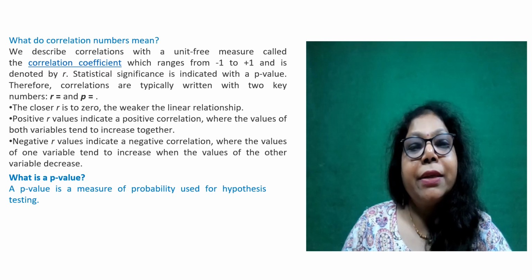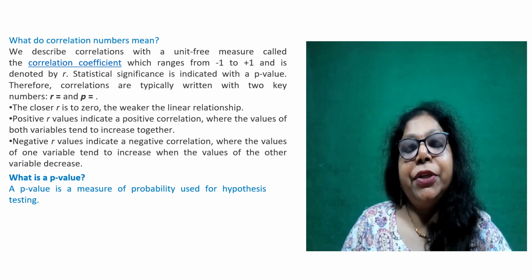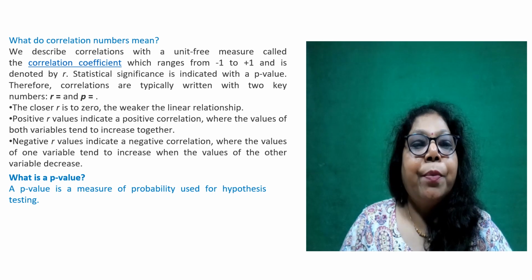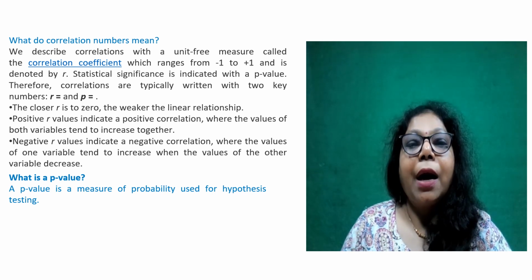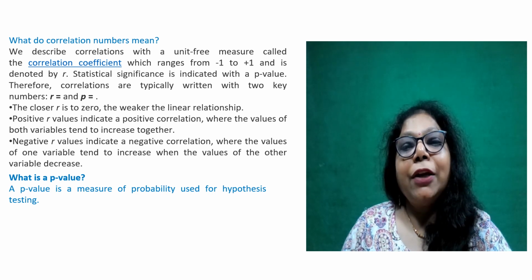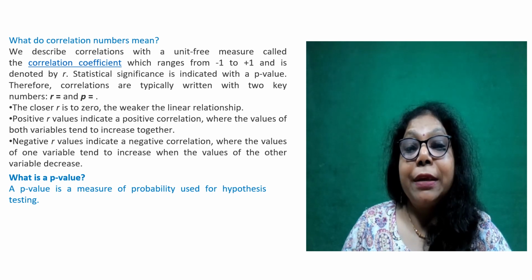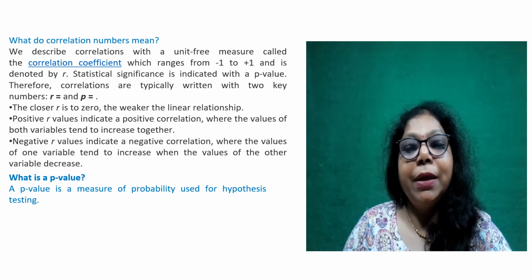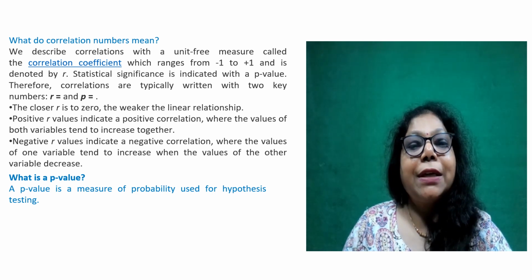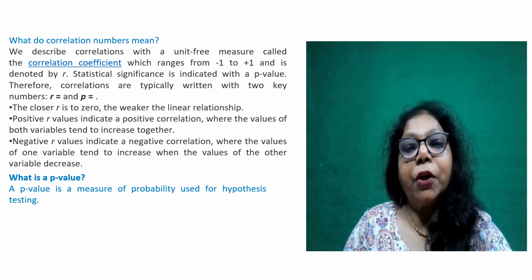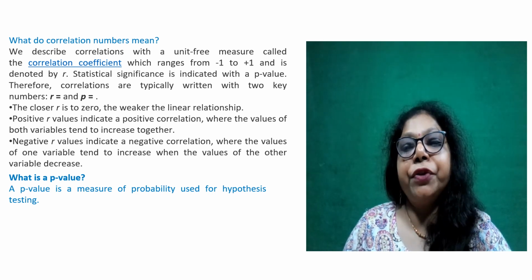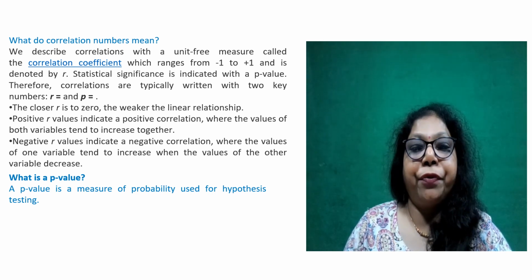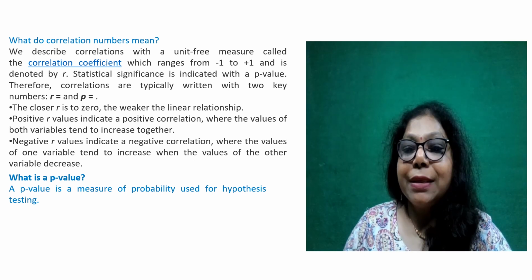The closer R is to 0, the weaker the linear relationship is. Positive R values indicate a positive correlation, where the values of both variables tend to increase together. Negative R values indicate a negative correlation, where the values of one variable tend to increase when the values of the other variable decrease. The p-value gives us evidence that we can meaningfully conclude that the population correlation coefficient is likely different from 0, based on what we observe from the sample.